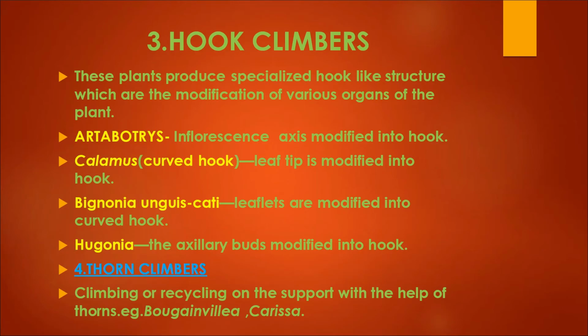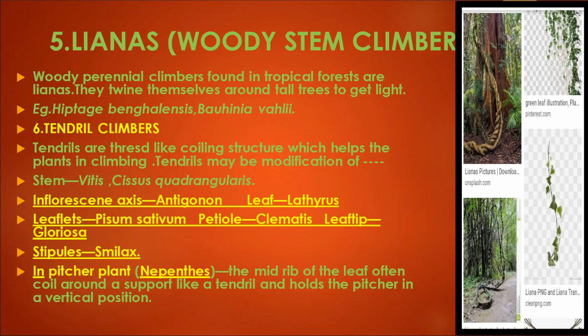In Artabotrys, inflorescence axes are modified into hooks. In Calamus, the leaf tips are modified into curved hooks. In Begonia, the leaflets are modified into curved hooks. In Hugonia, the axillary buds are modified into hooks. Next, thorn climbers. They climb and recline on the support with the help of thorns. Example, bougainvillea, Caesalpinia bonduc. Lianas, woody stem climbers. Here the woody perennial climbers found in the tropical forests are called lianas. They twine themselves around the tall trees to get the light.